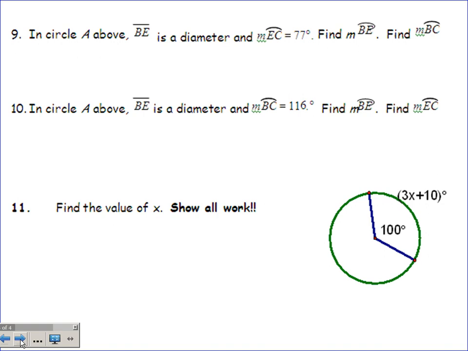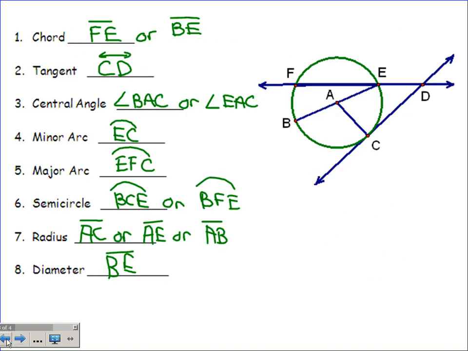In circle A above, BE is the diameter. The measure of arc EC is 77 degrees. Find the measure of BE and find the measure of BC. What in the world are they talking about? I better label this. Let's do this. I'm going to label it up here. I wish I had a diagram here.